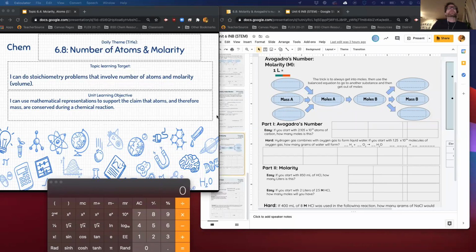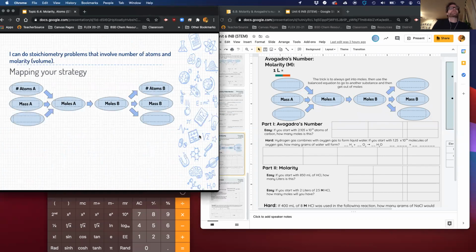All right, everybody. So today we're going to be talking about two different concepts, and they're both different tools that we could add to our stoichiometry toolkit. Okay, so first thing that we're going to talk about is before we've been going from mass to moles, moles to moles, moles to mass. But today we're going to be talking about how to do the number of atoms.